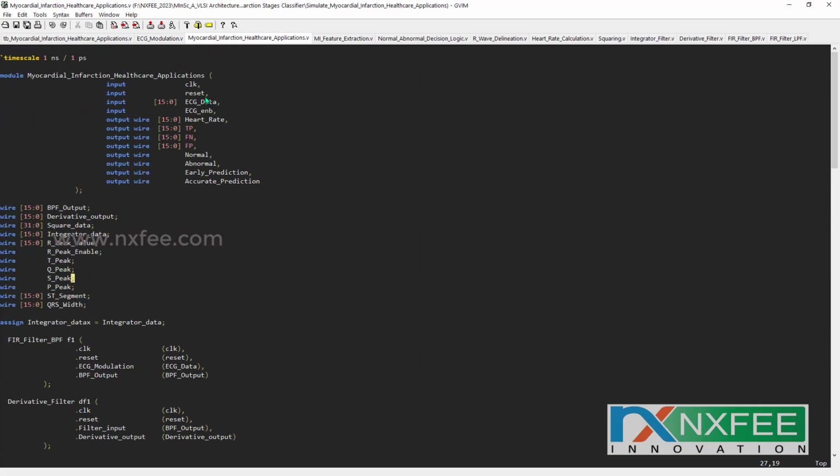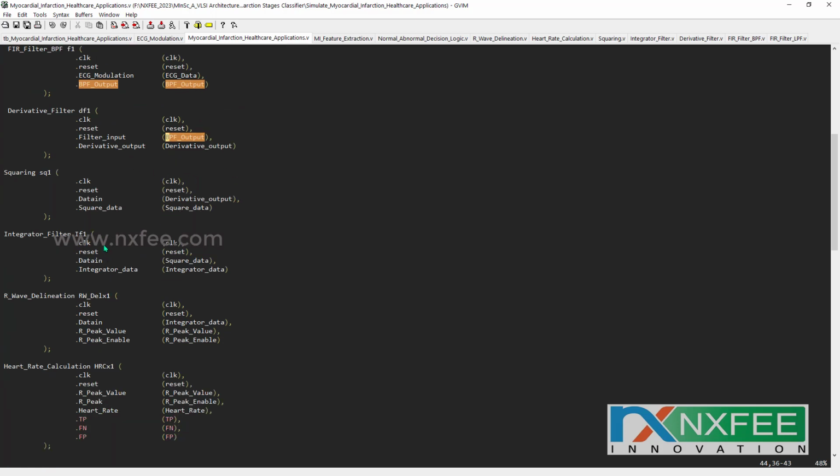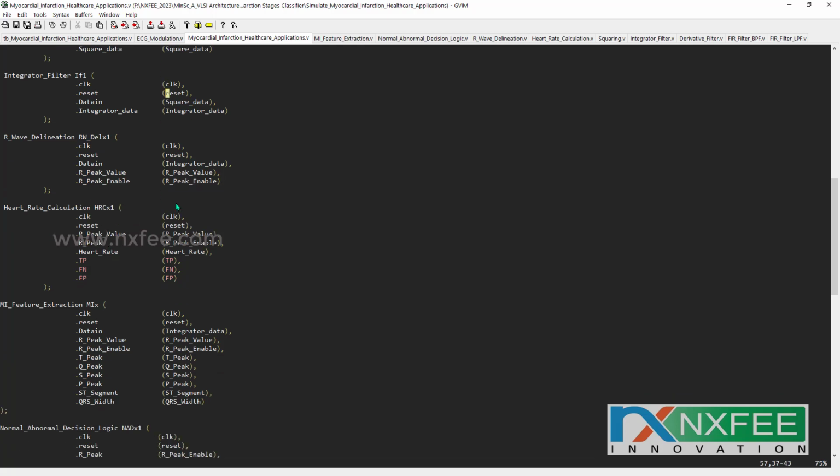This work starts with an FIR filter. This FIR filter output is given to the derivative filter, squaring, and integrated filters, then the R wave delineation point, where we are finding the R peak and R peak enable. And this is the heart rate calculation.